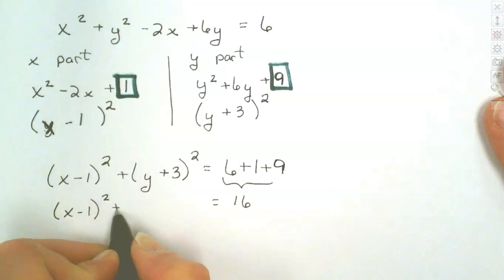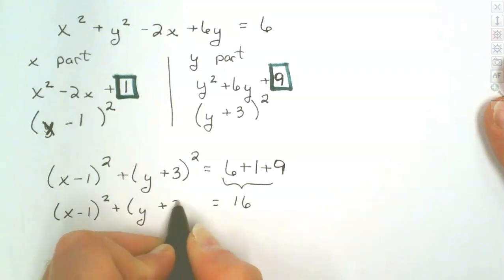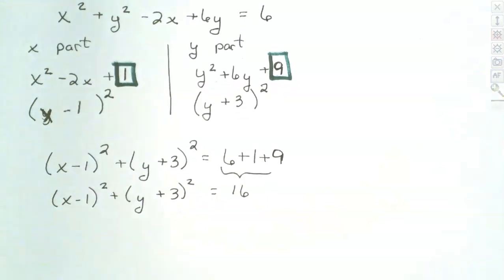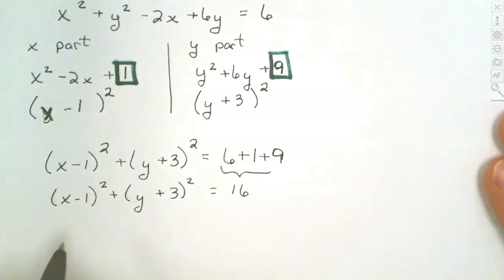And so now here's the question that we need to answer. Is this a circle? Yes or no? Yeah. Why do we know it's a circle? Because that 16 is positive, right? If that 16 would have been negative, would it be a circle? No. So this is a circle.